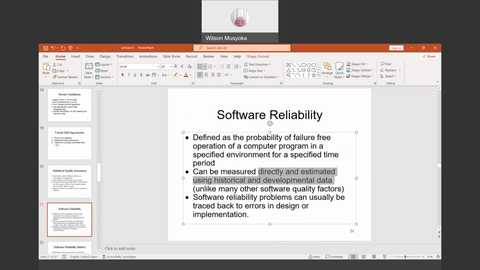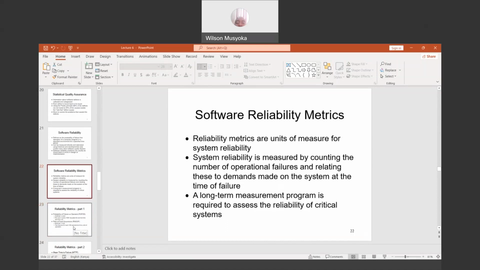So the other quality factors can be measured before the product is released. But we are saying software reliability is only going to be measured when the software is put into use in a specified environment and for a specified period of time. That is where now you can say that this software is reliable or not reliable. Software reliability problems can usually be traced back to errors in design or implementation. Some errors may be hidden until the software has been exposed to a certain environment, and then they will be discovered. That is why we normally say that they can only be discovered during the operation of the system.